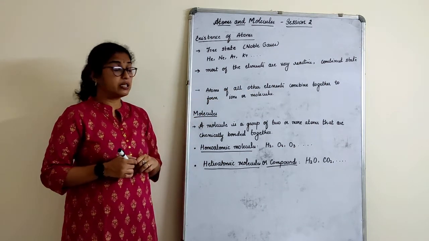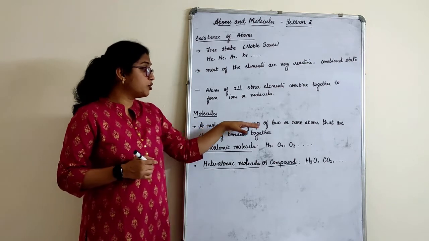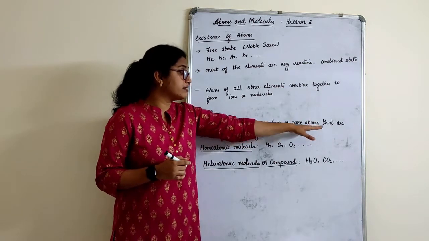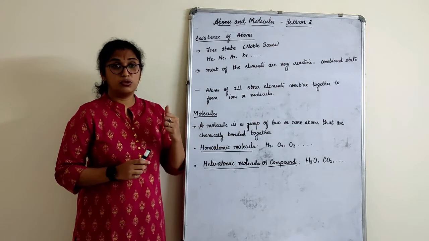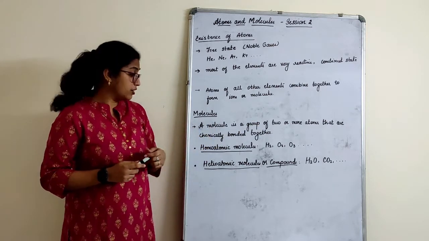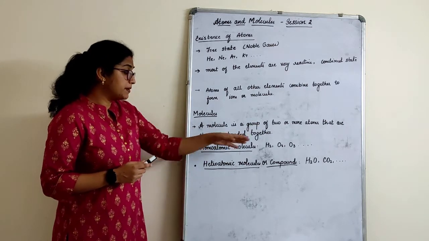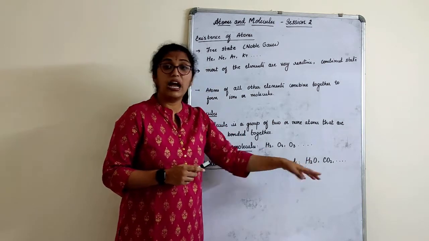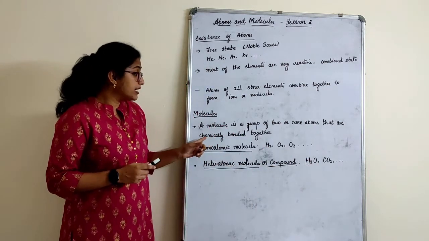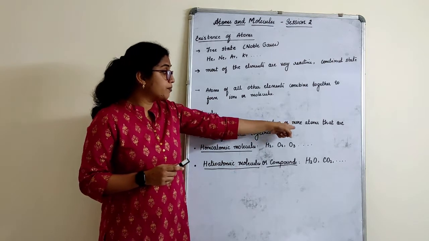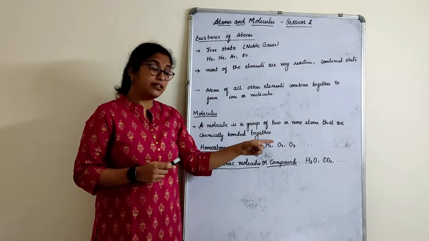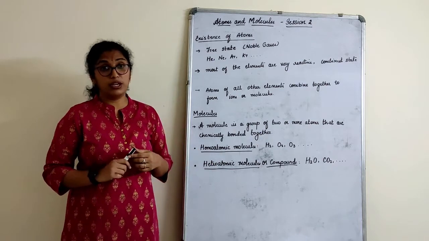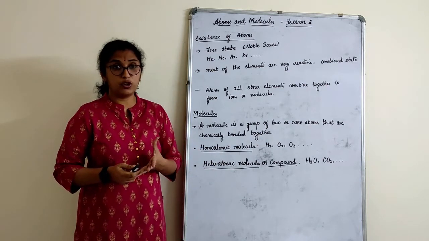Now what is a molecule here? A molecule is a group of two or more atoms that are chemically bonded together. For example, if I talk about water, what has happened with water? It is hydrogen and oxygen, right? A group of two or more atoms chemically bonded together form a molecule, the water molecule.